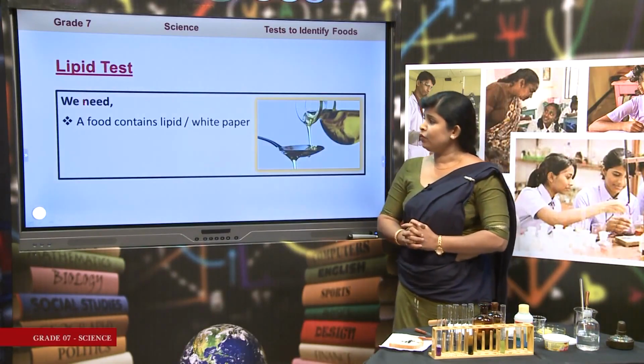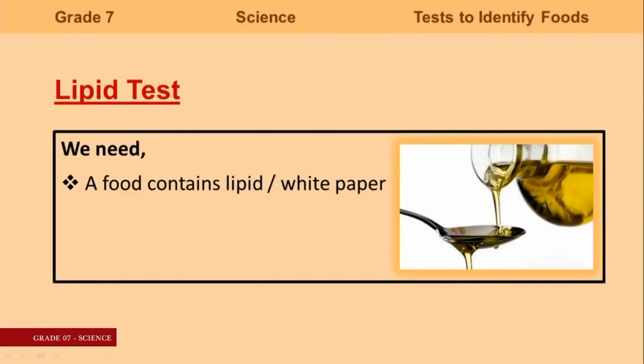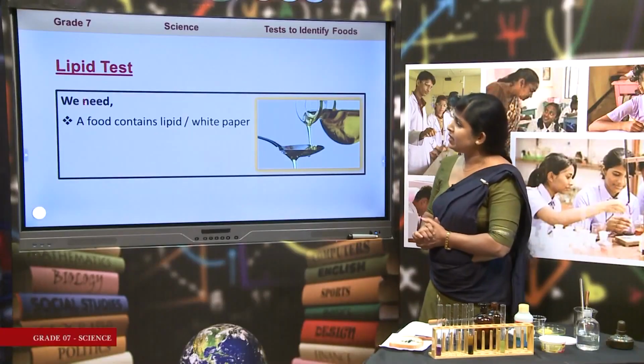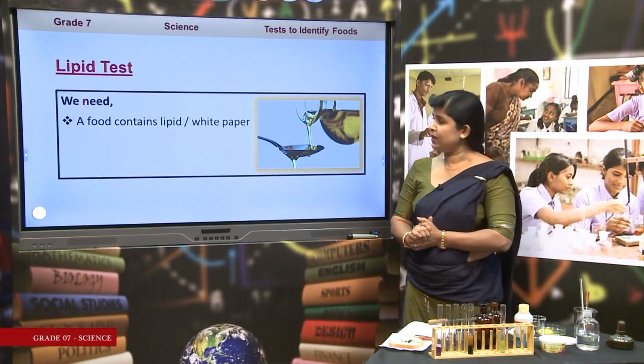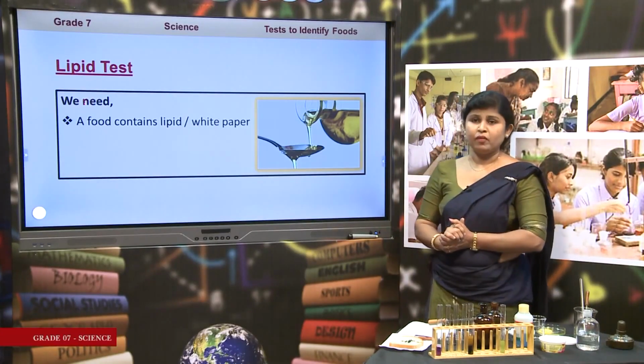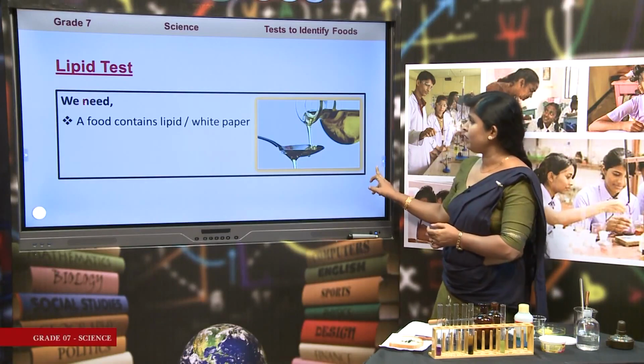We need a food that contains lipid and a white paper only, right. Now, we have done 3 tests, that is for identifying simple sugar or glucose, then to identify starch, then to identify proteins, and this is our last food test, that is the lipid test. We need a food containing lipid and a white sheet of paper. Let us see the method of doing the activity.